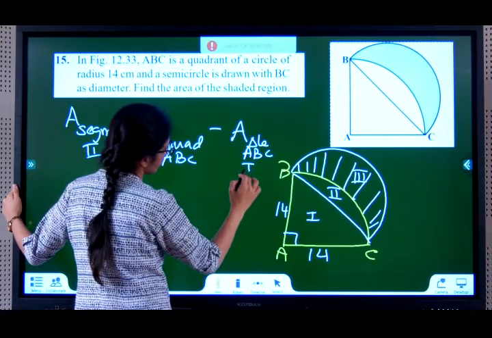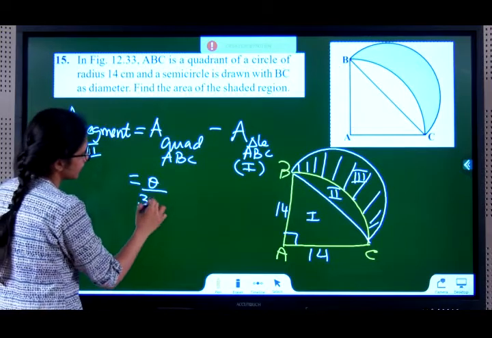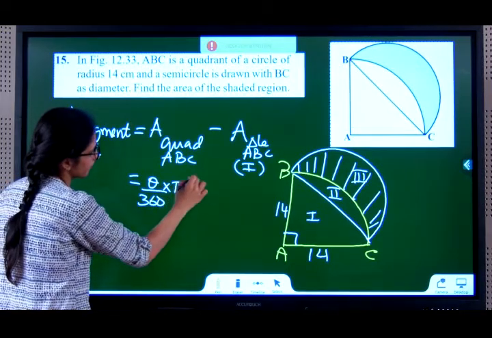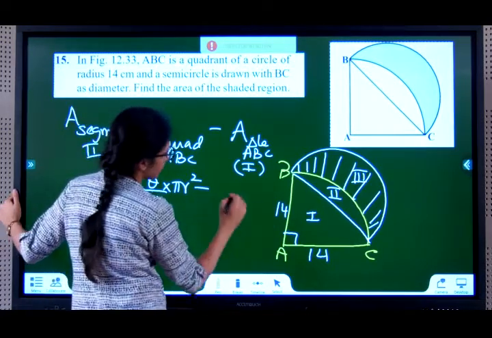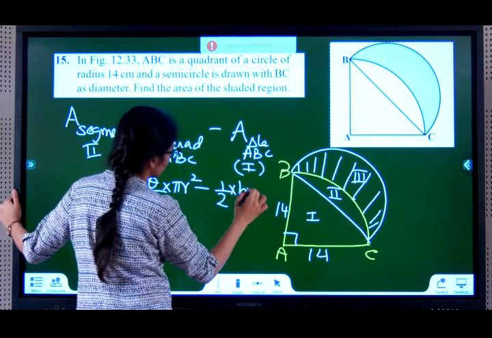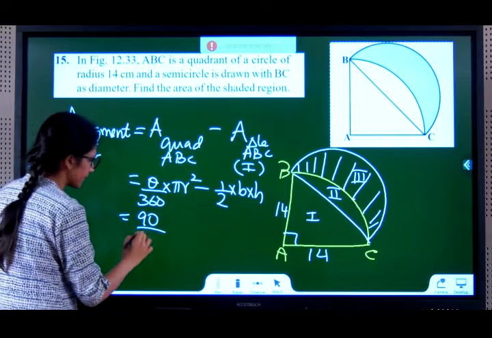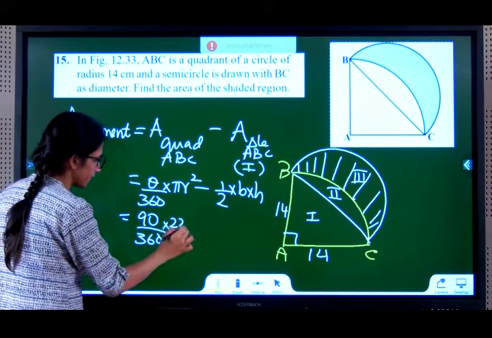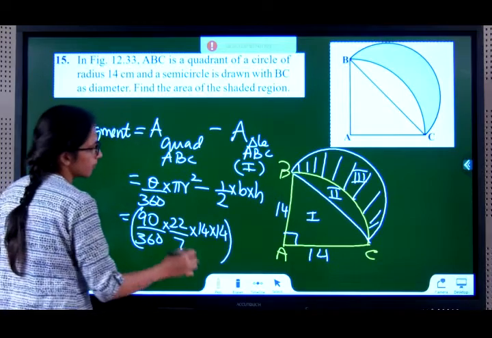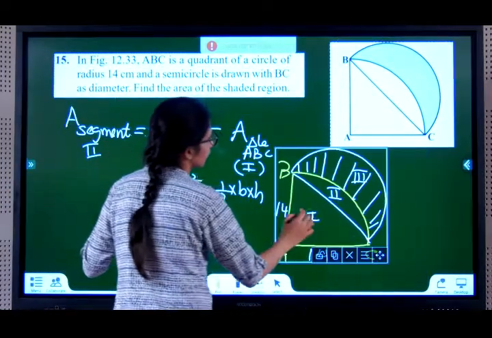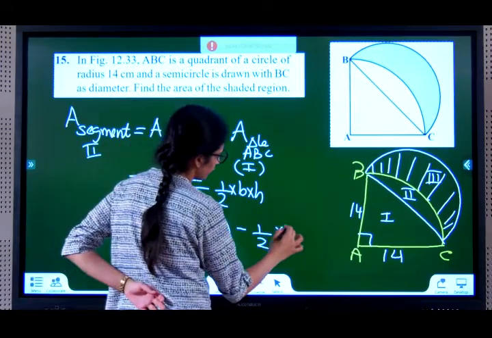Triangle ABC is nothing but 1. Area of quadrant is theta by 360 into pi r square, minus area of triangle ABC, half into base into height. 90, so base and height are 14, 14. 90 by 360 into 22 by 7 into 14 into 14, minus half into 14 into 14.